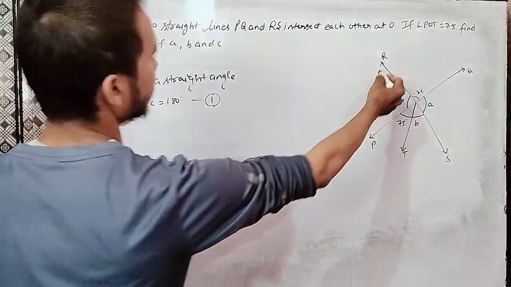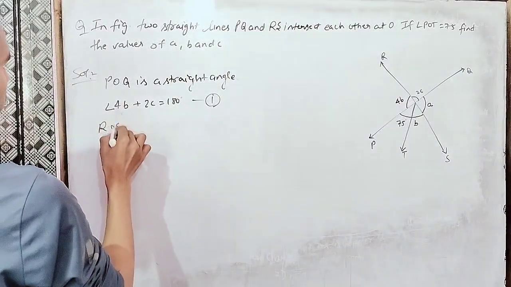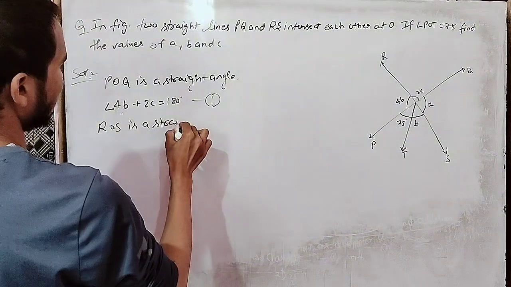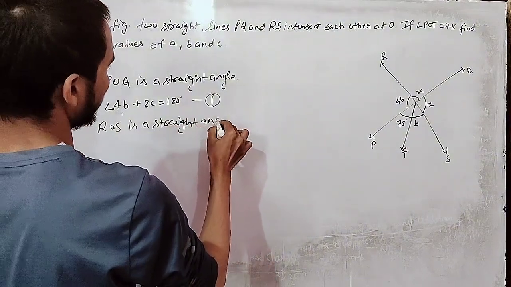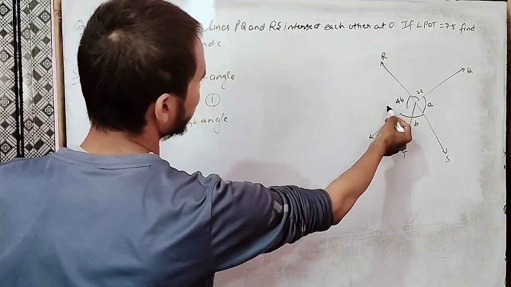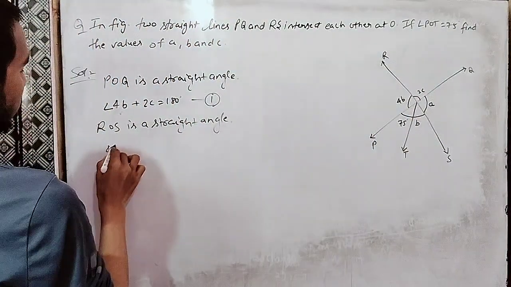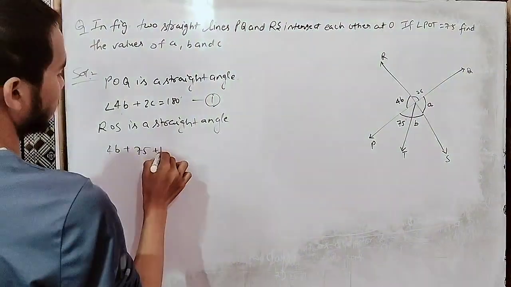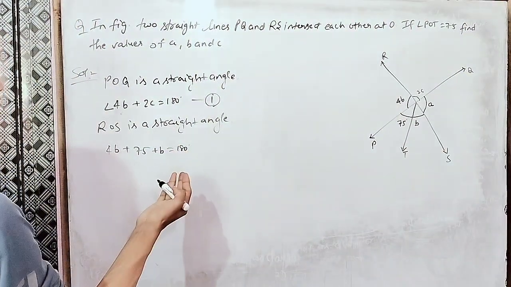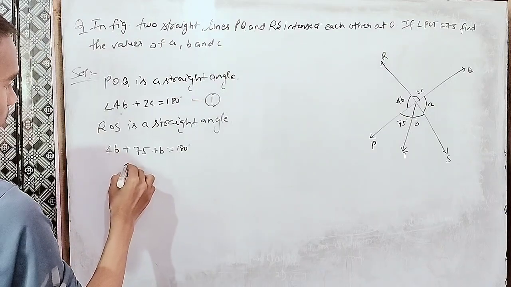Now next, ROS is a straight angle. So the sum of these angles is 180 degrees. So 5B plus 20 plus B is 180 degrees. Clear? Here we can get the value of B.